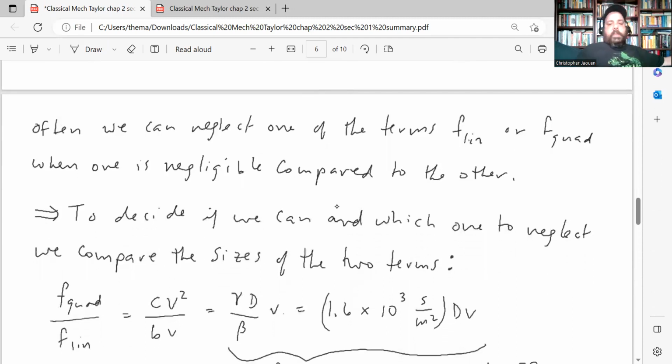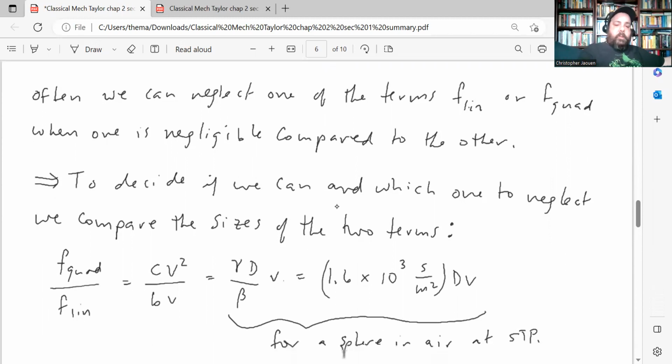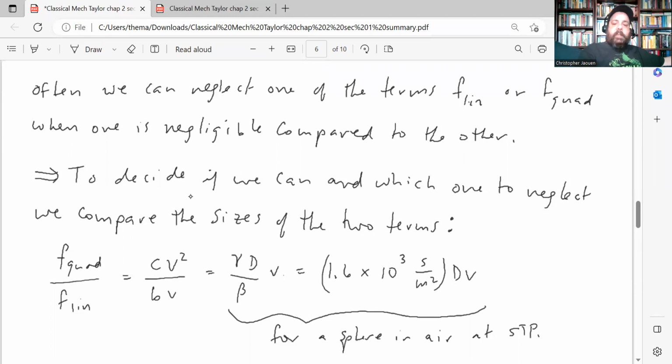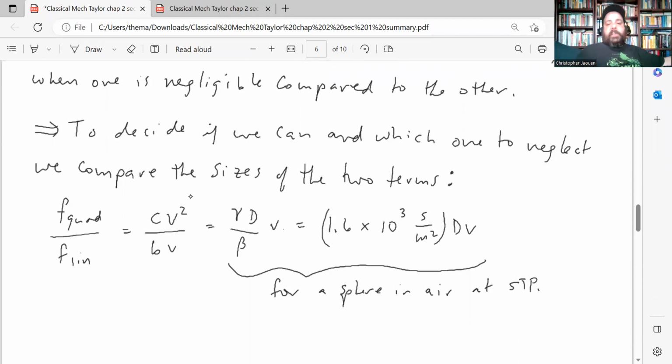Okay, often we can neglect one of the terms, either the linear term or the quadratic term, when one is negligible compared to the other. So if one dominates, the other one can usually, or sometimes, be neglected just to simplify the formulas. But we have to know when we can do that. So he derives a way of looking at that. To decide if we can, and which one to neglect, we compare the sizes of the two terms.